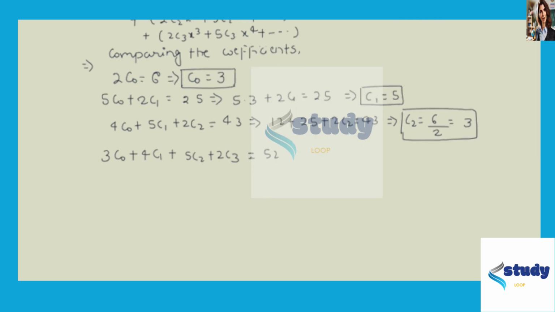So the next step is to put all the values. 3c0 means 9, 4c1 is 4 times 5 which is 20, 5c2 that is 15, plus twice c3 equals 52. So 9 plus 20 plus 15 is 44, and on the left hand side we have constant 44. So 2c3 equals 52 minus 44, which is 8. So the value of c3 comes out to be equal to 4.